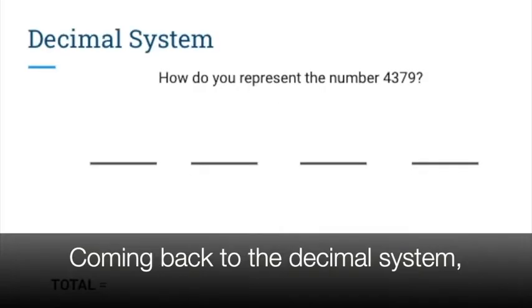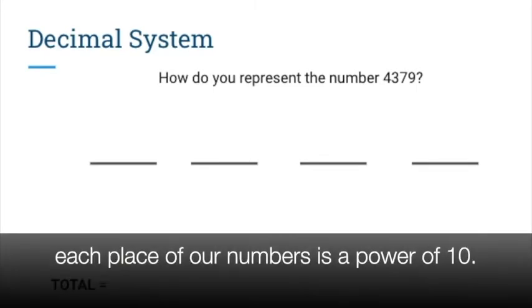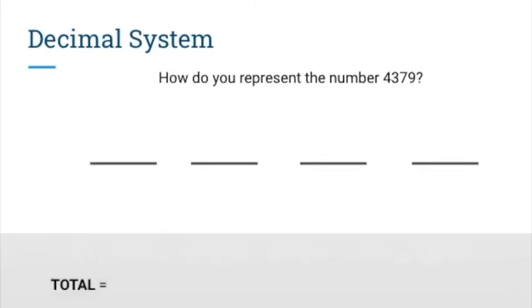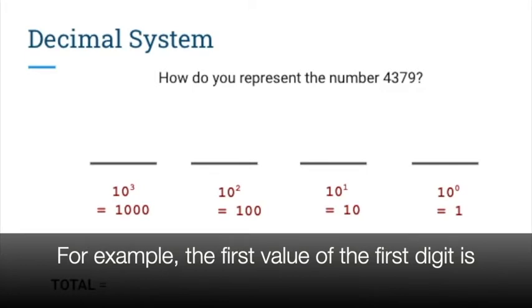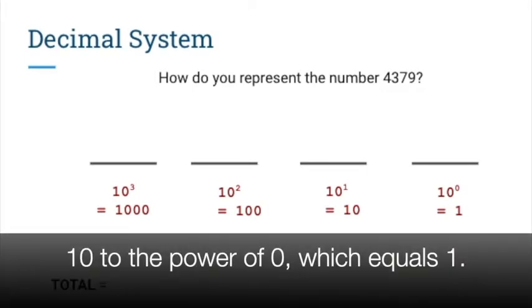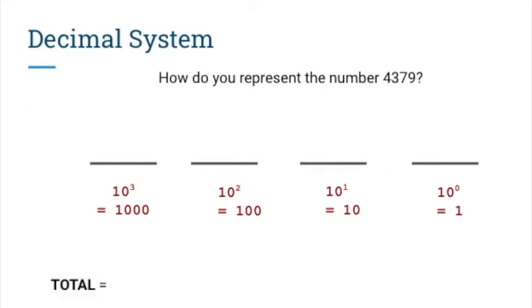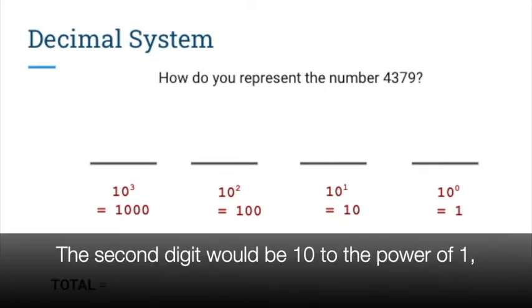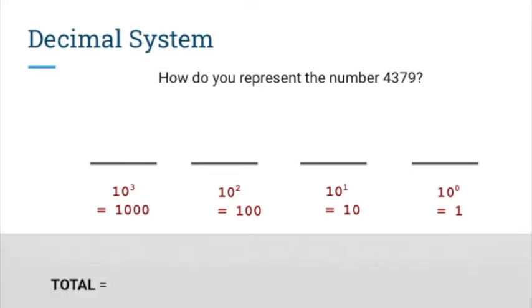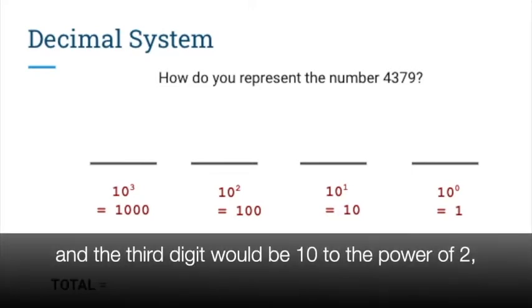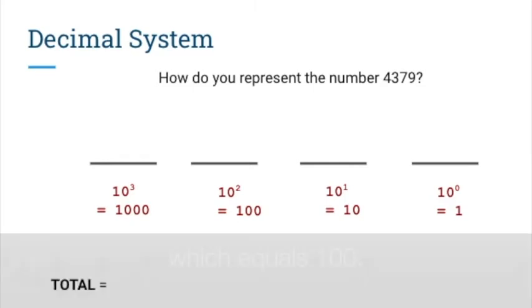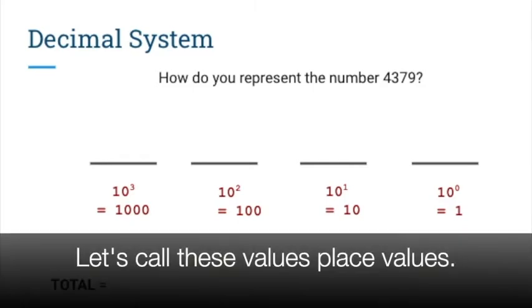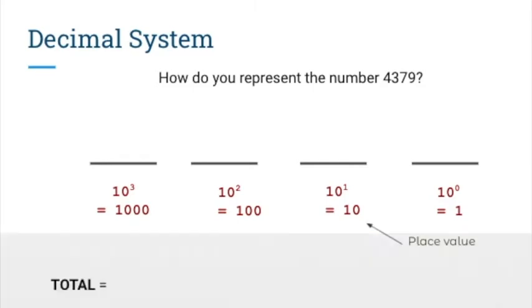Coming back to the decimal system, each place of our numbers is a power of 10. For example, the first value of the first digit is 10 to the power of 0, which equals 1. The second digit would be 10 to the power of 1, which equals 10. And the third digit would be 10 to the power of 2, which equals 100. Let's call these values place values.